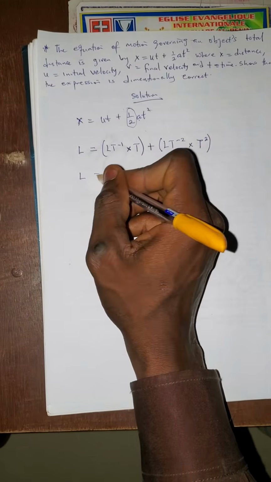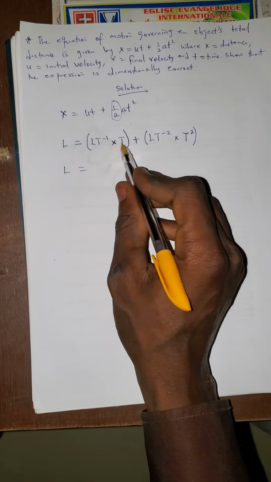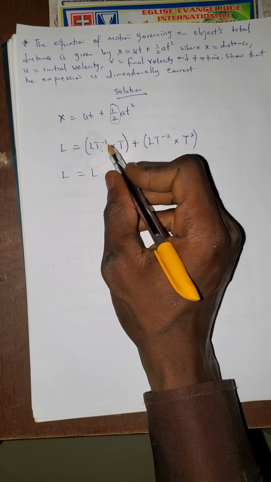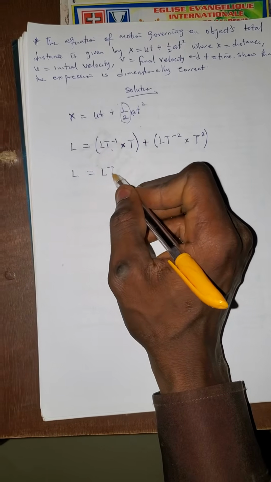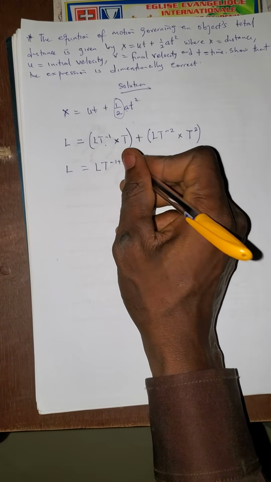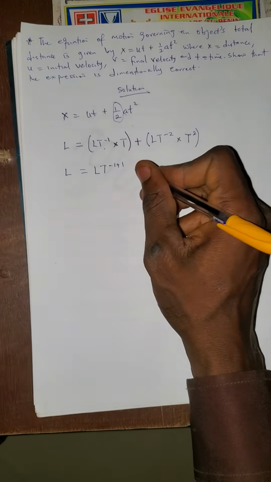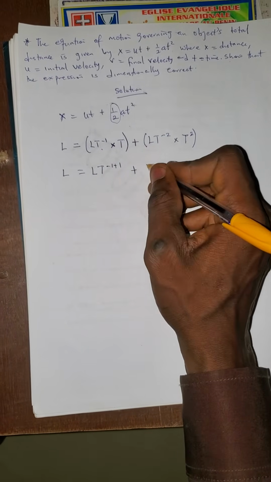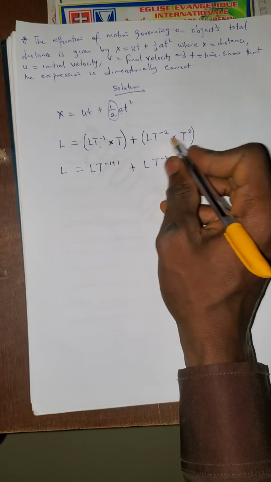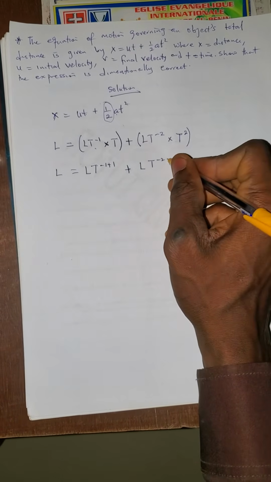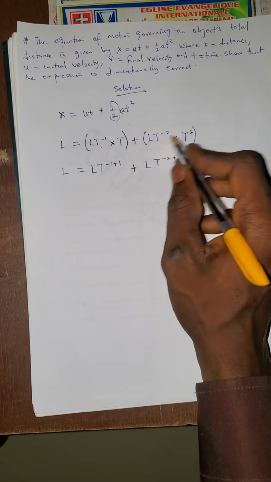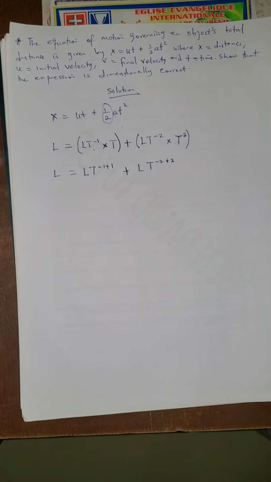So now we have L equal to, if we multiply this, the t will come and multiply the t here. So we have L. Then if you check this very well, this one will be t raised to the power minus 1, and the power on this t is plus 1. So plus, let's get through this one. This one will also be L t raised to the power minus 2, but by the law of indices, this will be plus 2, because you take a base, but the powers multiply each other.